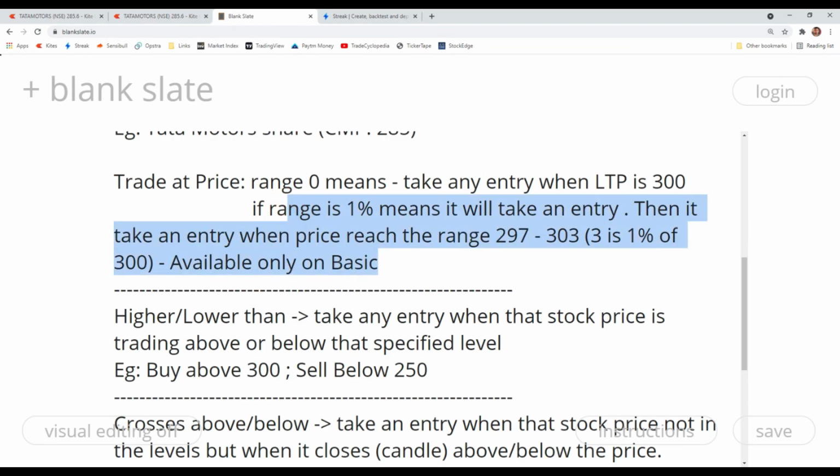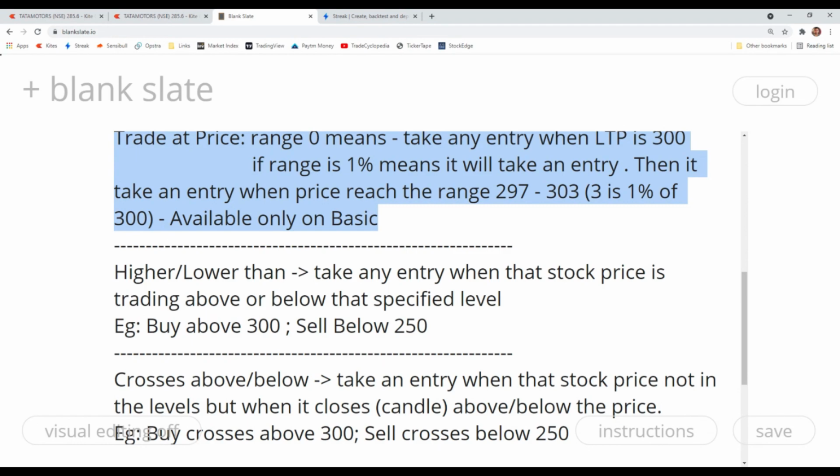If the range, like, this is a traded price condition, this is the very basic and straight, the first-level entry condition of Streak, or probably any algo trading platform. This is the very basic range. So you should be clearly understanding this one, and I'll go to the next one.